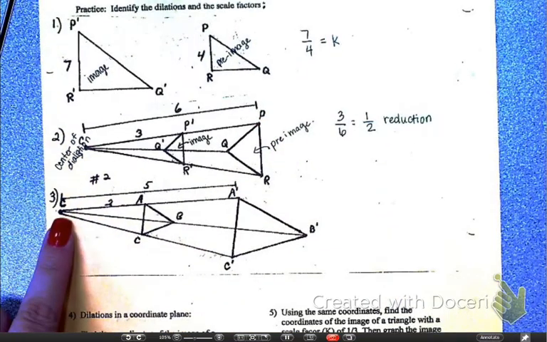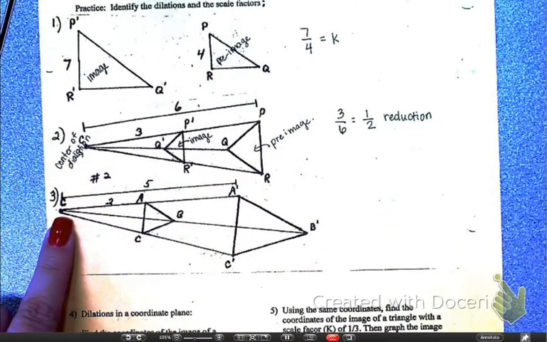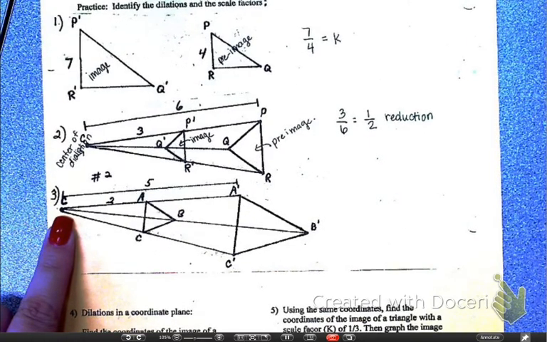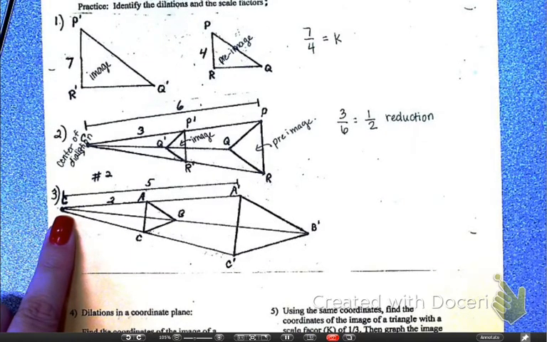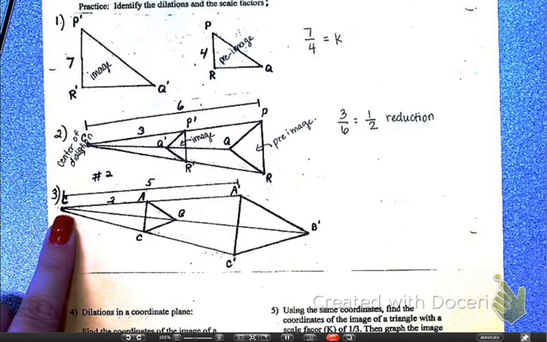Here is my center of dilation for number 3. I want you to identify the image and the pre-image. I want you to identify the scale factor, and then I want you to check that it is doing what it's supposed to do, so a reduction or an enlargement.